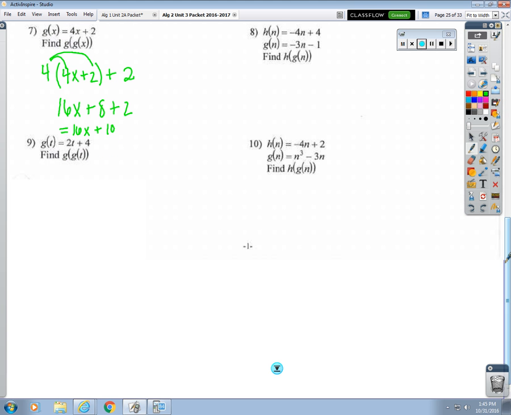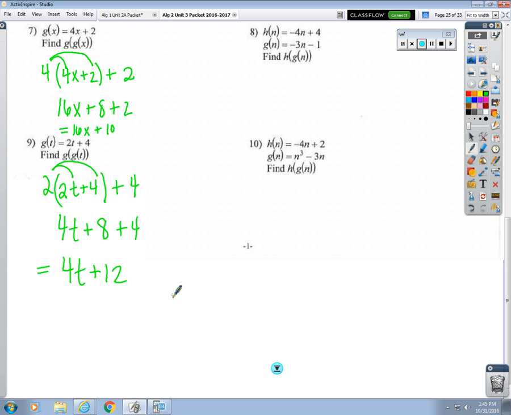When you start with the g function, it's 2t plus 4. But they want you to replace the t with the g function, which is 2t plus 4. So when you distribute that 2 to everything in the parentheses, it becomes 4t plus 8. But then you got to bring that 4 down, and you end up with 4t plus 12 as your final answer. Okay, we're going to work our way up.